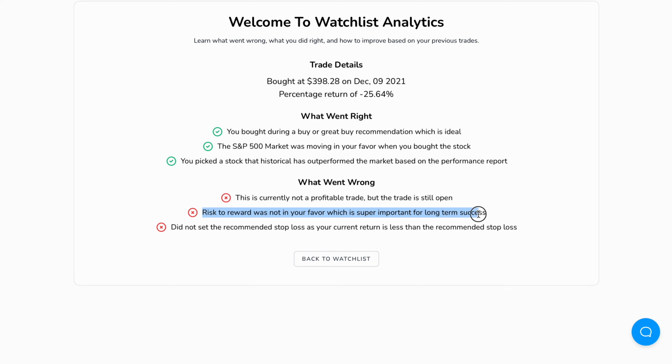Also, this is hugely important, right? Risk to reward was not in your favor, which is super important for long-term success. When I placed this trade, the risk to reward was not in my favor. You want a 1 to 3 risk to reward or better. If you don't have that, you should not be placing the trade. So here are 3 important things I can make sure I check and never do again if I want to stay in this trading game.